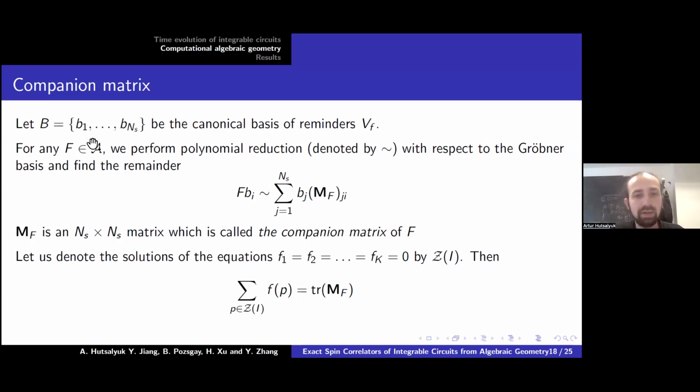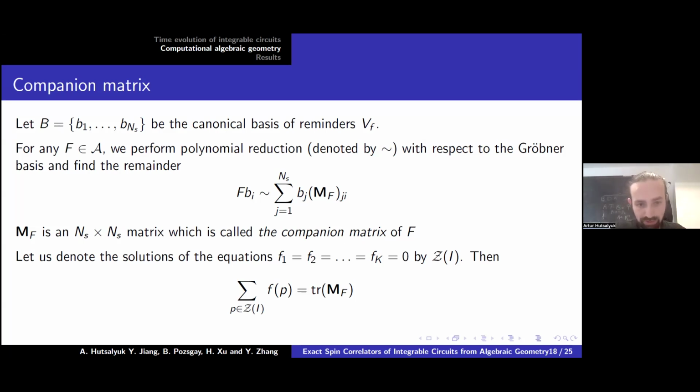And then for any function belonging to our polynomial ring, polynomial reduction can be defined and performed. We already defined it, and it is denoted by this tilde. Now we perform reduction with respect to not just a random basis in the ideal, but the most convenient basis, that is the Grobner basis. In such a way, any function in our remainder can be expressed via this canonical basis in the remainder, and we obtain coefficients of the expansion, this M_F. We know its dimension, it's N_S, the dimension of the basis of the remainder, and this M_F is called the companion matrix of F.